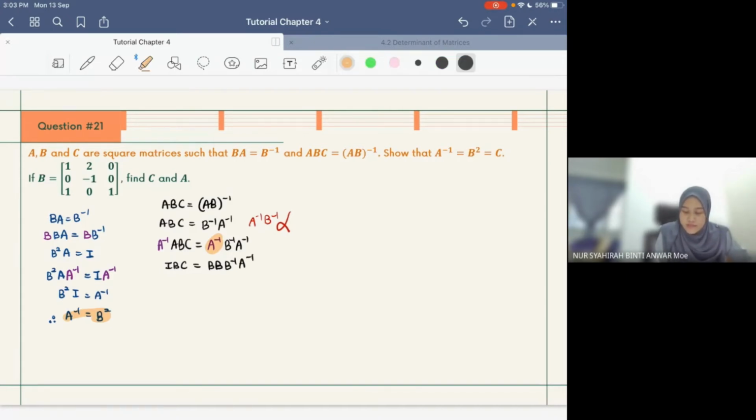So B times by B times by B inverse A inverse. So that ini akan jadi I. So kita ada BC equals to B I A inverse. So identity sebenarnya darabkan dengan mana-mana matrix pun dia akan tinggal dia macam satu kan, satu darabkan dengan any number. So tak payah tulis ni pun tak apa. So saya biarkan dia sebagai B of A inverse sahajalah.